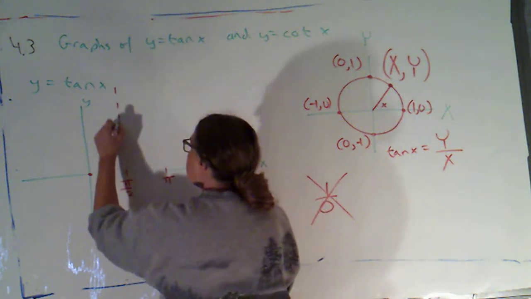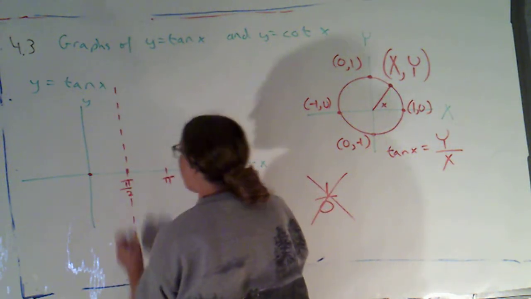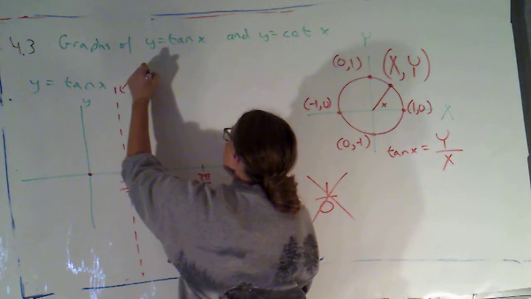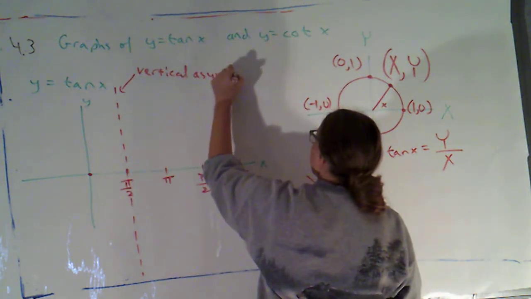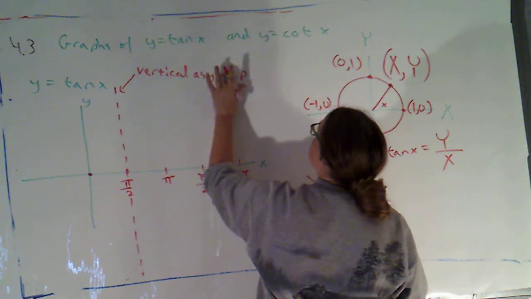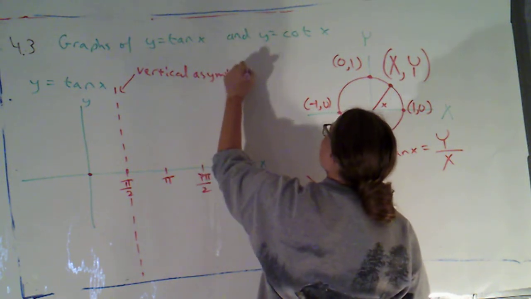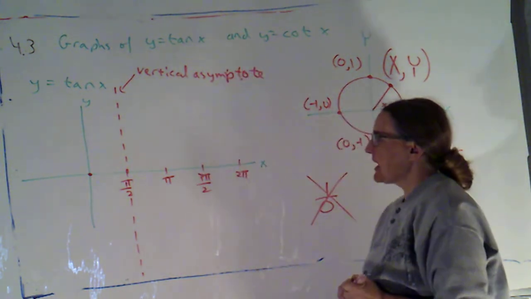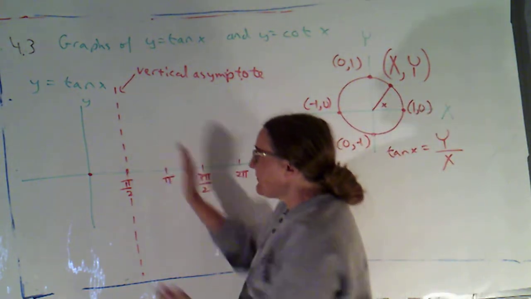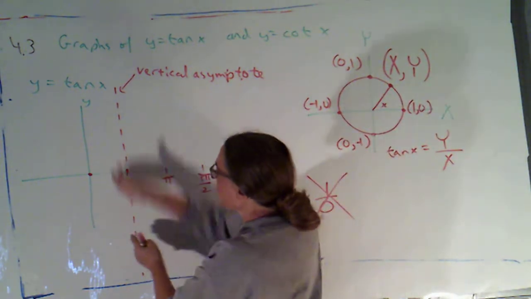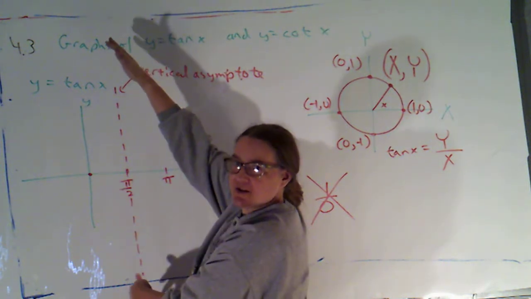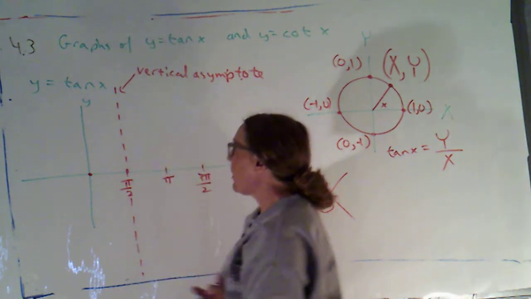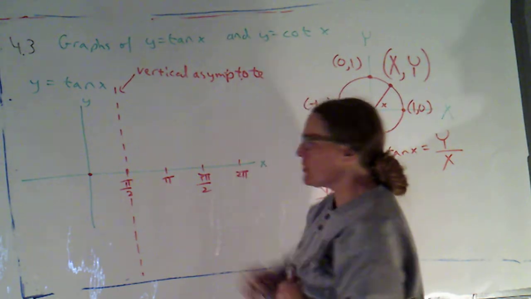But the way I'm going to indicate that is by drawing this dotted line here, which we say is a vertical asymptote. There we go. Okay. Now, when I'm drawing my graph, as I approach the asymptote, I've got to either be going up towards infinity or down going towards negative infinity. And I'll have to figure out which that is. Okay. Let's just keep going around the circle though.